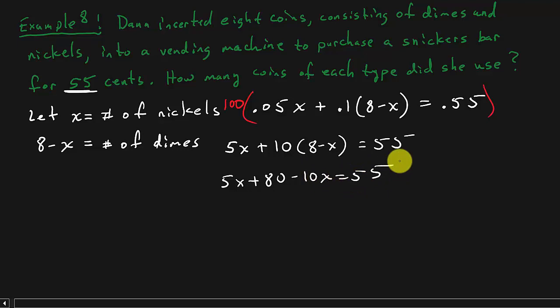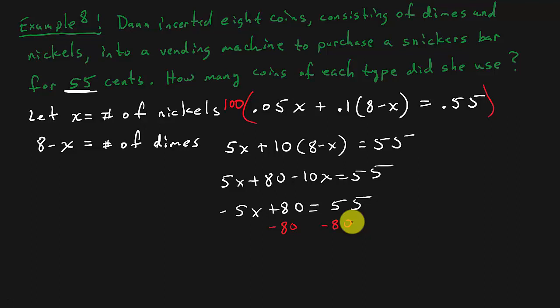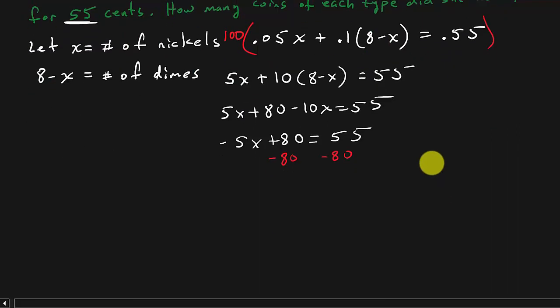And then, of course, we're going to combine like terms. So I've got negative 5x plus 80 is equal to 55. All right, so let's make sure I've got all this down right. So that's 5x, 10 times that, and that's 55. So that's going to be 80 minus 10. Okay, I think we're good. So now I'm going to subtract 80 from both sides. Just going back through and make sure I didn't make a careless mistake. Whenever I make a careless mistake, I always hear it in the comments.